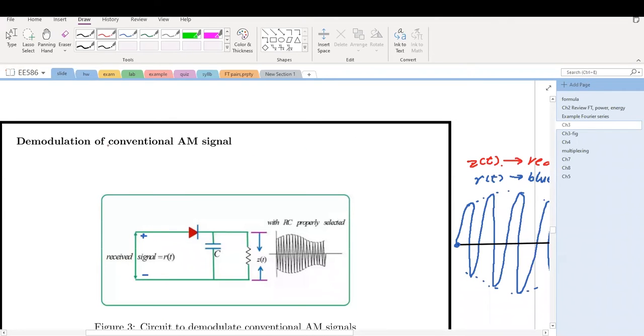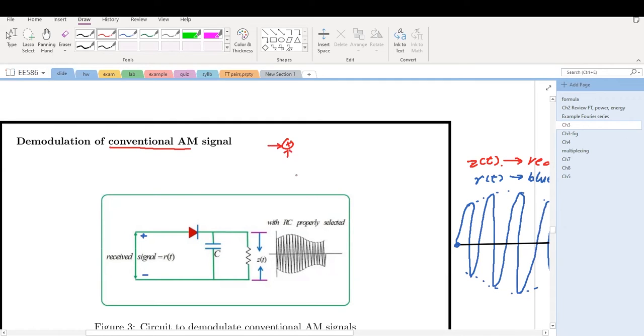In this video, we look at the demodulation of the conventional AM. This is at the receiver part. So after modulation at the transmitter, we need to do the demodulation at the receiver. At the receiver here for conventional AM, we do not use multipliers.